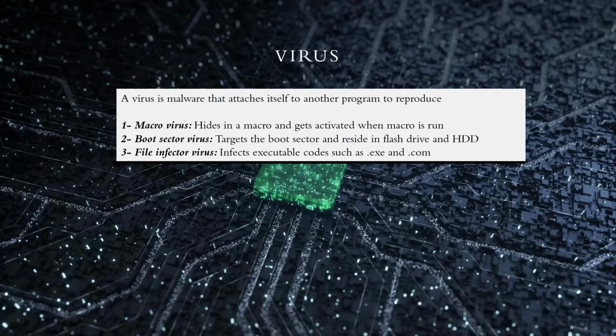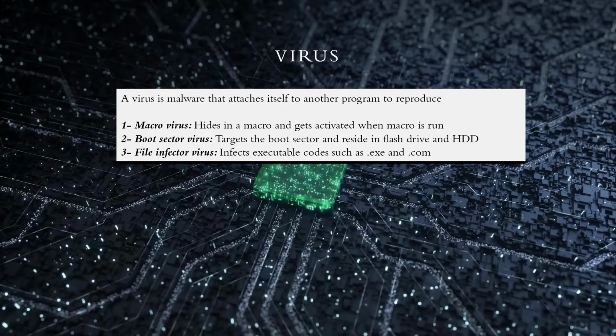A virus is malware that attaches itself to another program to reproduce. So a virus needs a host program to spread itself. It alters the way computers operate and does various types of damage by deleting and corrupting files. The most common types of viruses include macrovirus, which is programmed into an attached macro file. Macros are often used in spreadsheets, databases, and word processing documents. A macrovirus hides within an application's macro and gets activated when the macro is run.